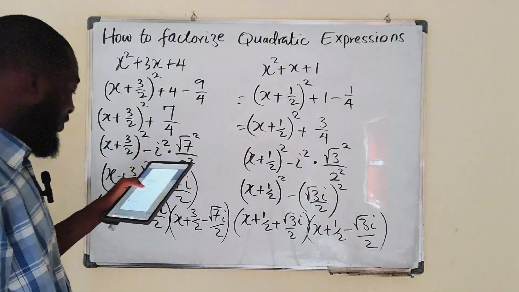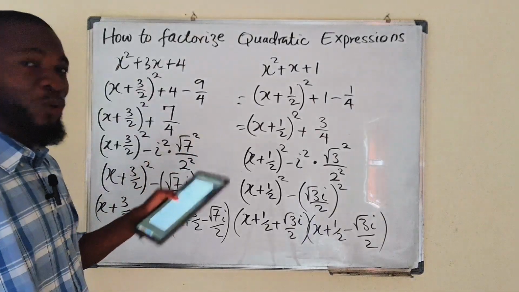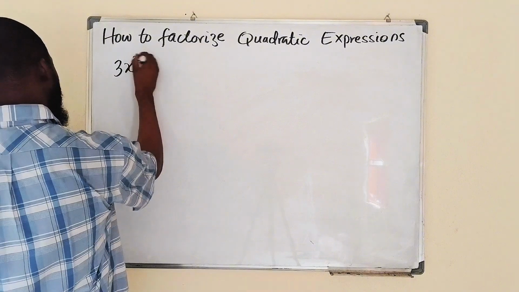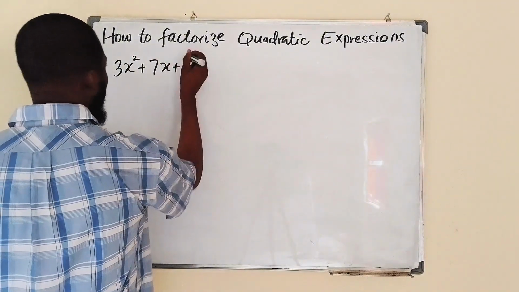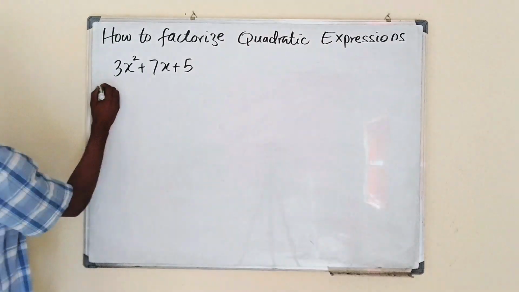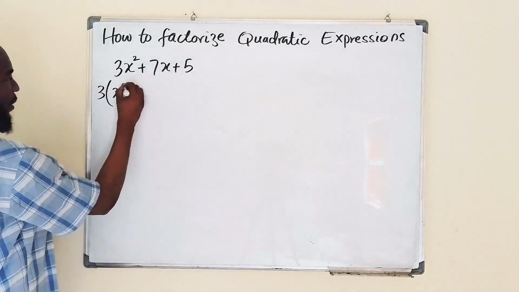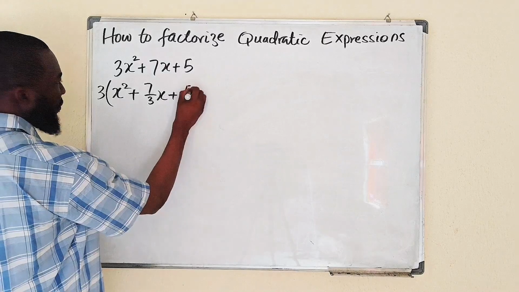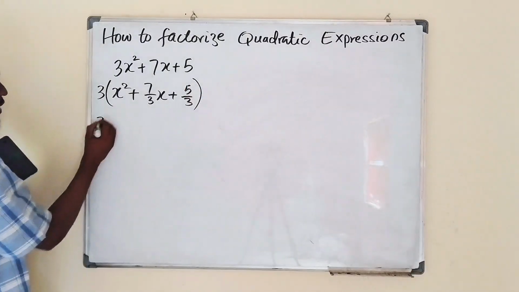The next one is 3x squared plus 7x plus 5 from Abdullahi Sheikh Husani. 3x squared plus 7x plus 5. All right, this leading coefficient is 3. We don't want it. Let me bring it outside. We have this divided by 3, which is x squared plus 7 divided by 3x plus 5 divided by 3. Something like this. 3 is there.